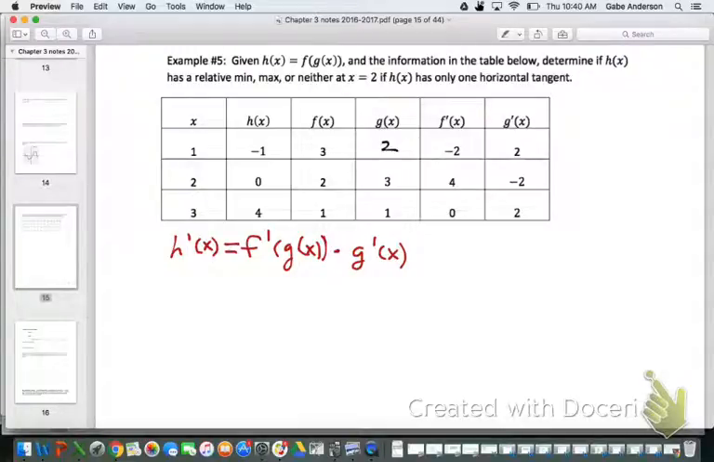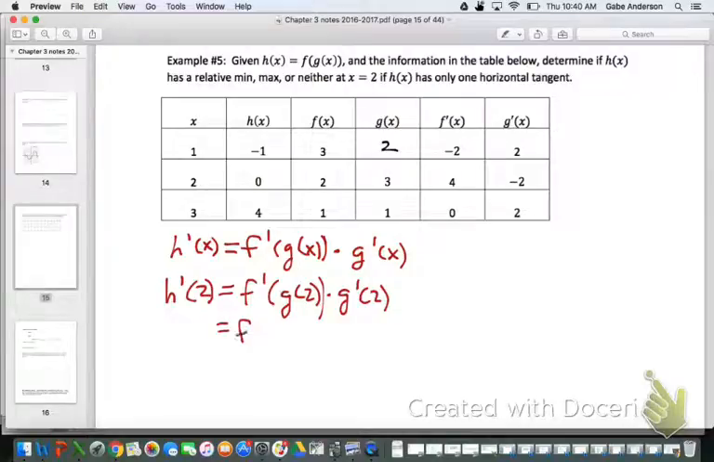So let's see if we do have a critical number here. They're asking us to evaluate what's going on at x equals 2. So let's find h prime of 2 before we go too much further here. This would equal f prime of g of 2 times g prime of 2. So what is g of 2? 3. So I could say this equals f prime of 3 times g prime of 2. What's g prime of 2? Negative 2.